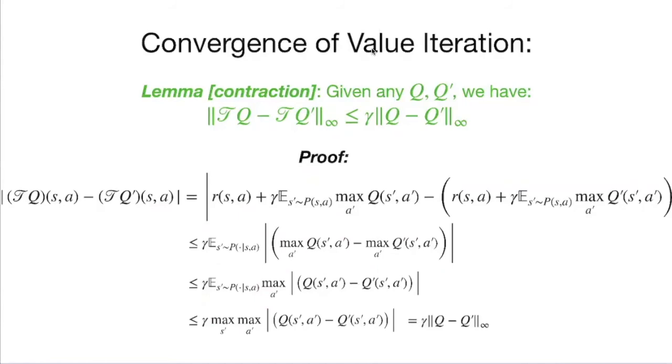So now we're basically done, because we started by looking at the difference between the outputs for every possible s,a. And we proved that for every possible s,a, the difference between the outputs is upper bounded by gamma times the worst possible difference between the inputs. Write out one more step, just using the definition of the L infinity norm.